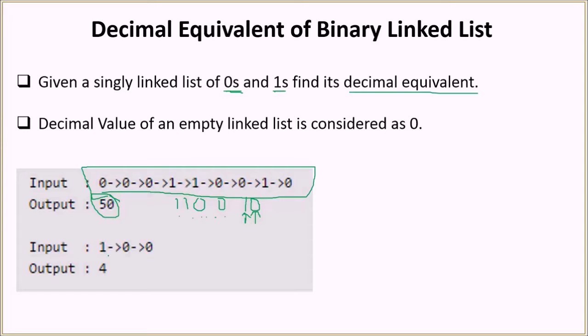Let's look at the second example here. You see that the binary number given is 100, and binary 100 is equivalent to 4 in the decimal form. Also note that for the border case where you are given an empty linked list, the returned value should be 0. So the decimal value of 0 is 0 basically.